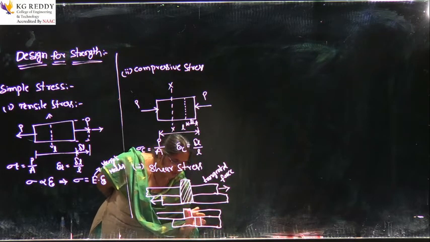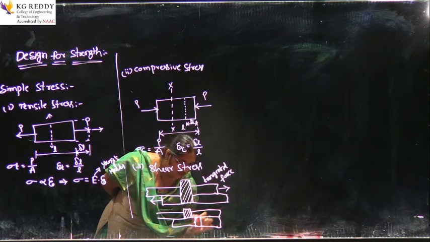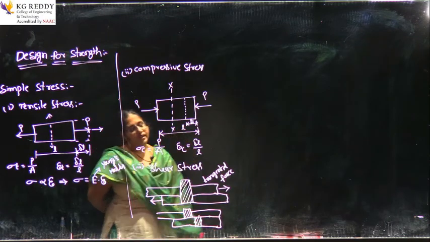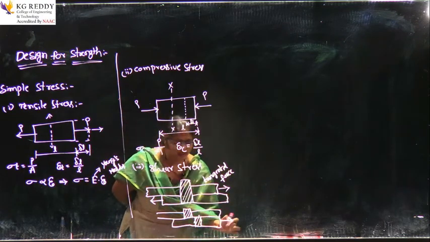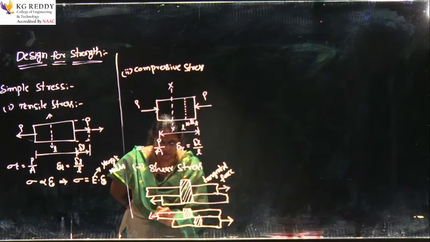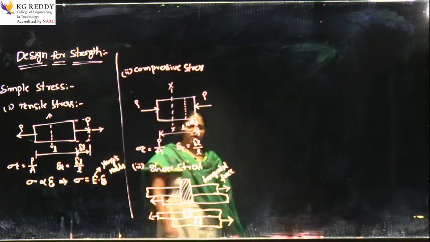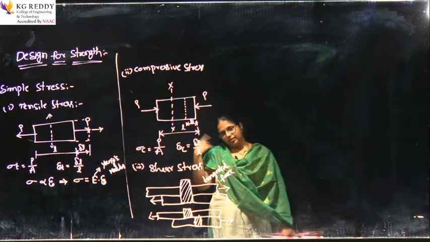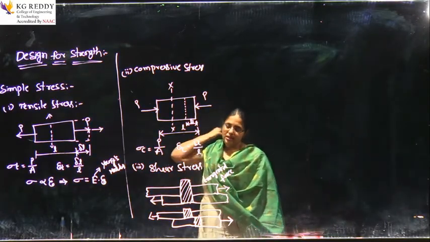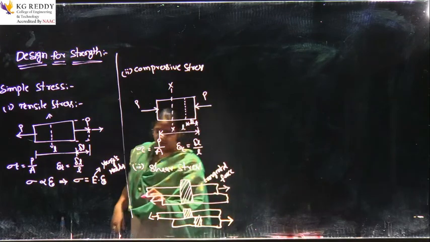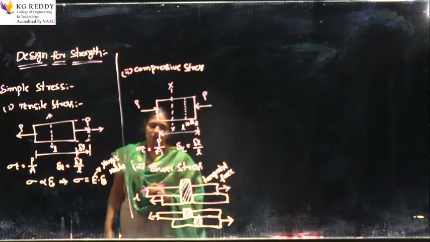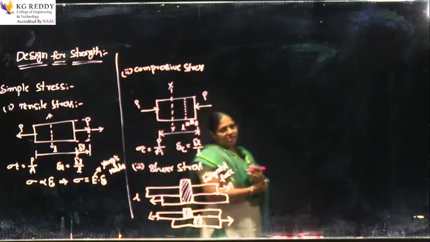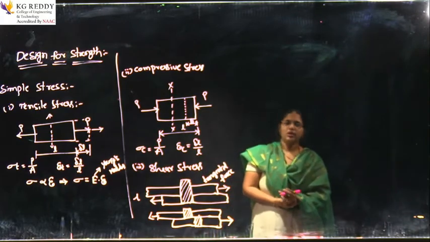So, that means half of the position will get here and half of the position will get here due to the application of the tangential load. Therefore, whenever we are applying tangential stresses on the body, at that time we will get the shear stress and also shear strain. Shear stress is always represented with tau.